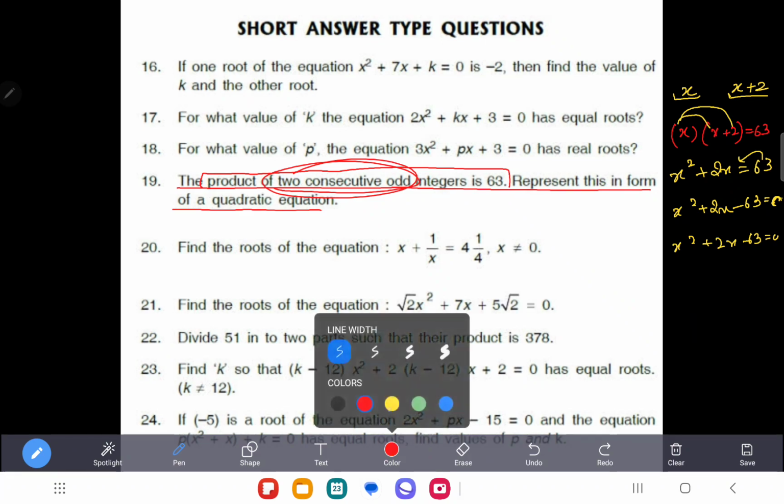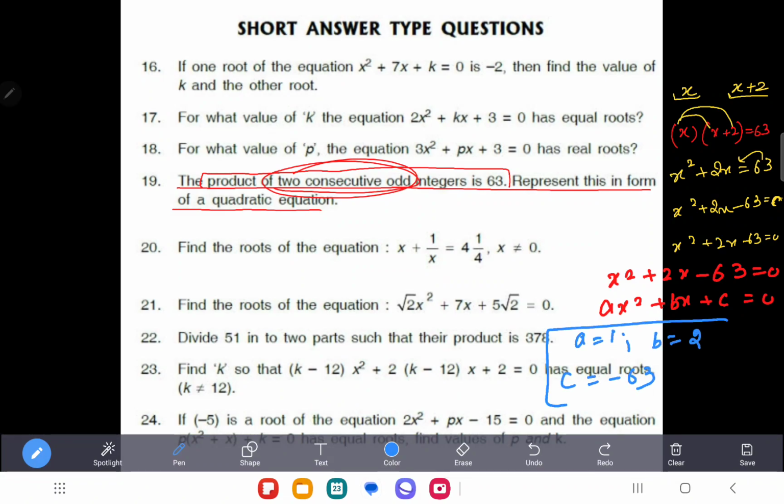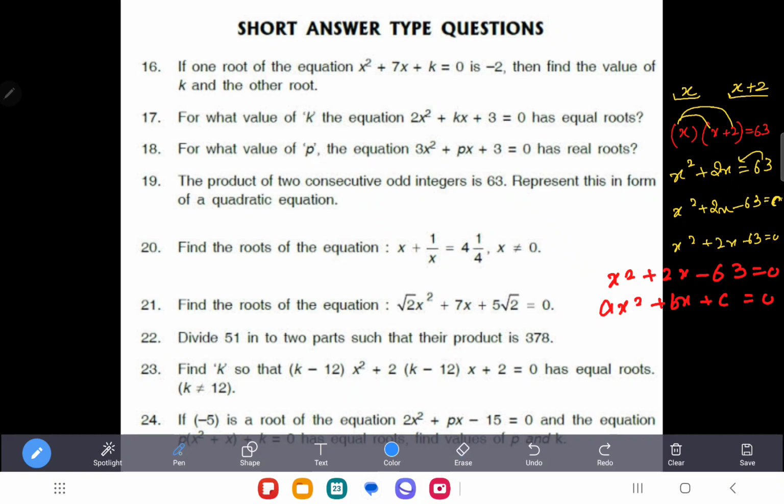And here what is happening? You compare it with this equation. You have x square plus 2x minus 63 equals 0, and when you compare it with ax square plus bx plus c equals 0, what do you have? You have a equals 1, b equals 2, and c equals minus 63. Yes or no? I do not need to actually solve this question. It says express this in the form of a quadratic equation, so all I need to do is to express it as a quadratic equation. I hope you're understanding the concept.